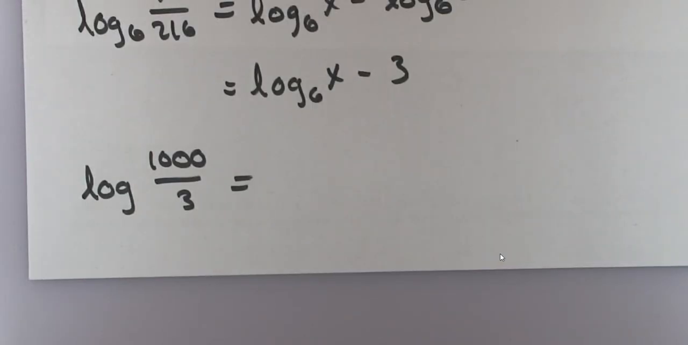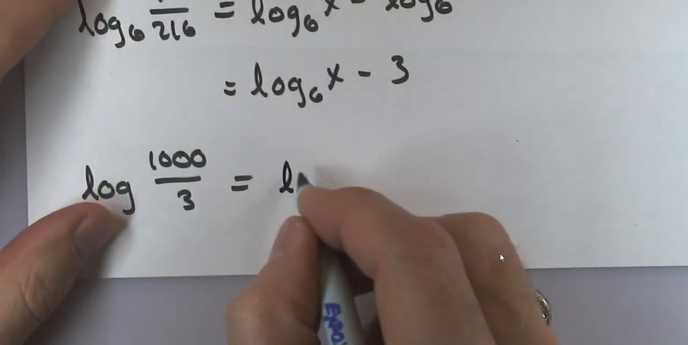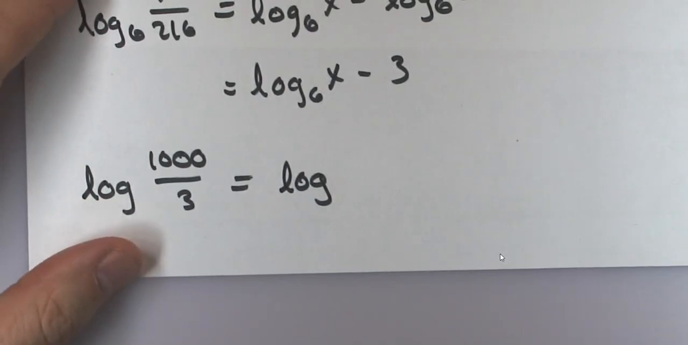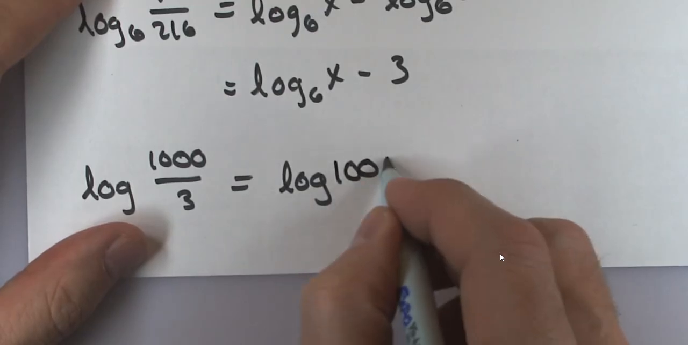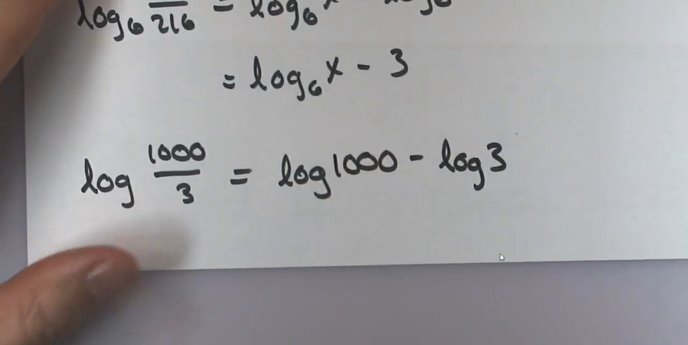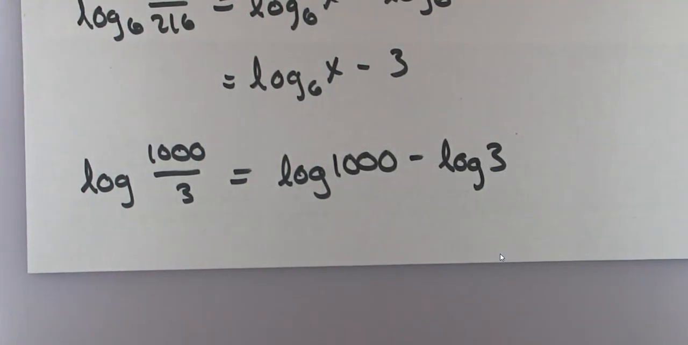All right, let's keep going. We're going to start out with the quotient rule. So, right? What would the quotient rule say here? Go ahead. Log of 1,000 minus log of 3. Think we're all done?